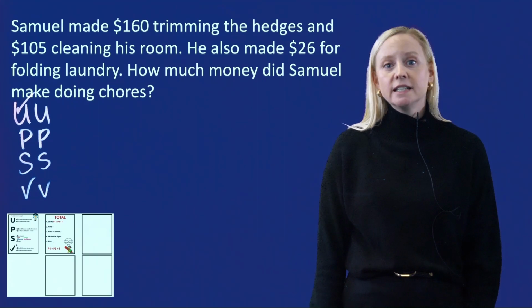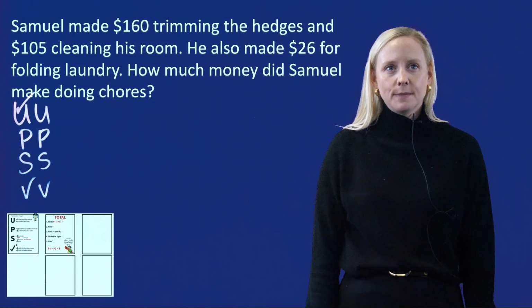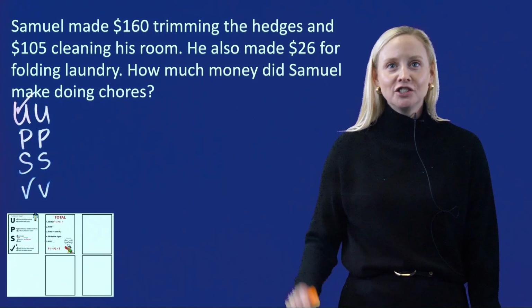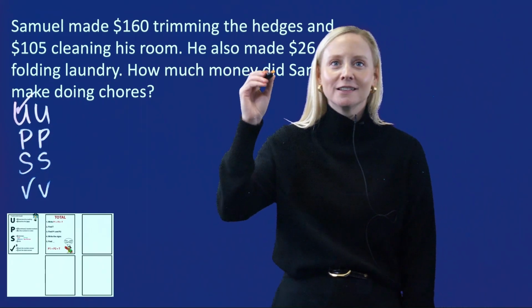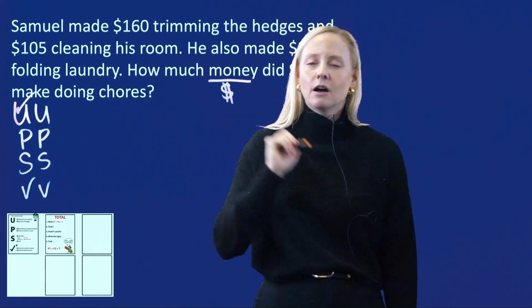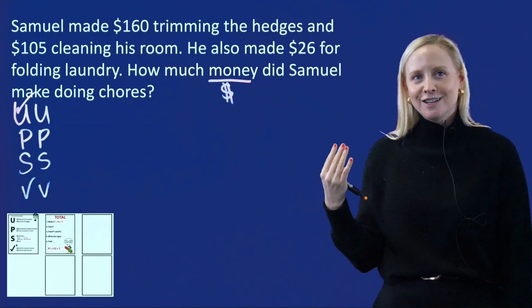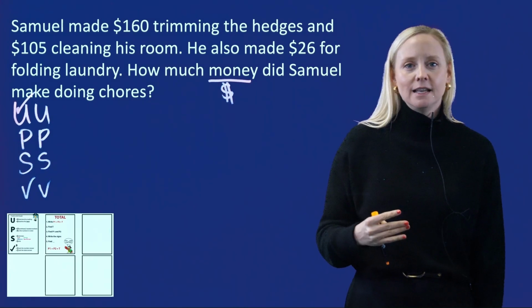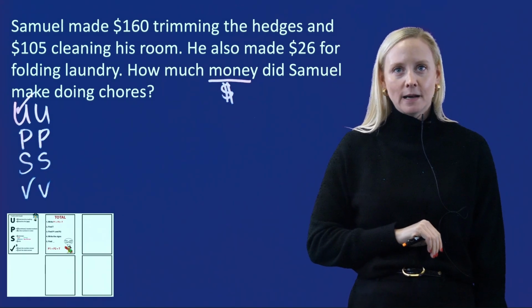My second U stands for underline the label and make sure that we don't have any irrelevant information. I always want to look in my question sentence. It says how much money did Samuel make doing chores. So here I know my label is money. I like to put a $ sign, or students could write dollars, but we want students to understand that we're not going to write 5 money as an answer. So I like to put the $ sign underneath our label of money.